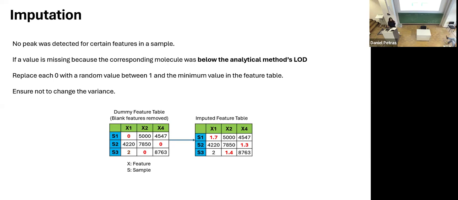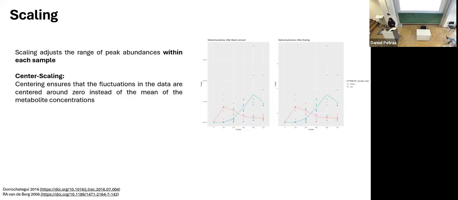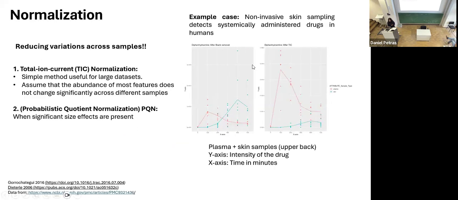For example, if your LOD is 400, you choose values which are below 400. Randomly put these values. And then there's either normalization or scaling. But I wanted to also show this nice example that we did in this workshop, to show the difference between the different normalization or scaling techniques.